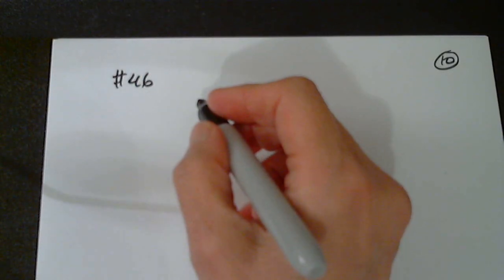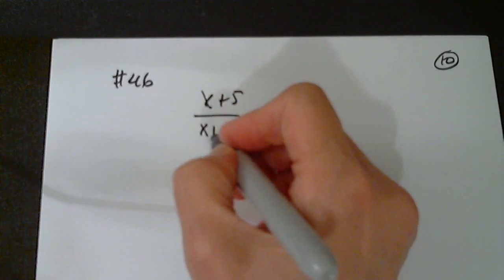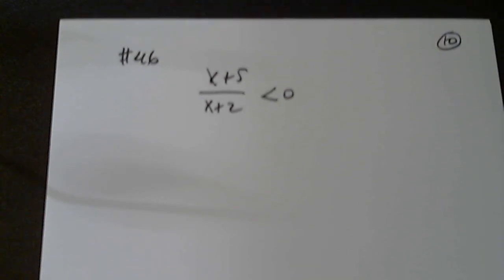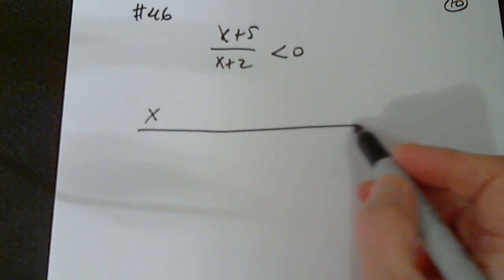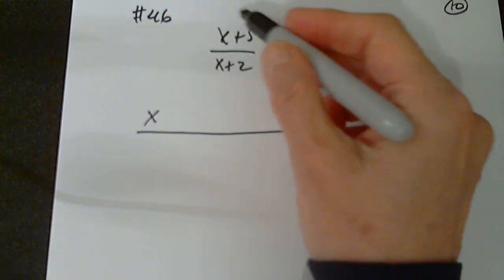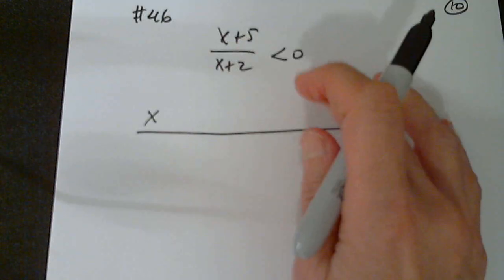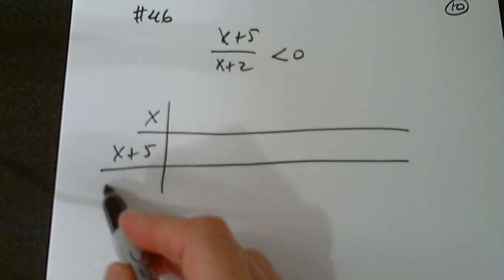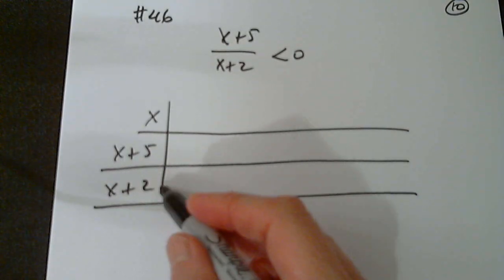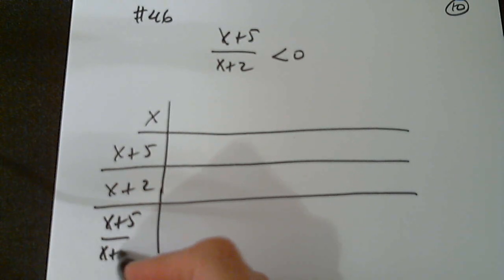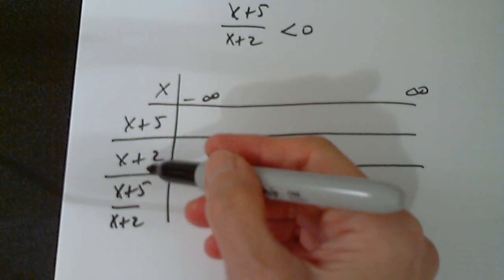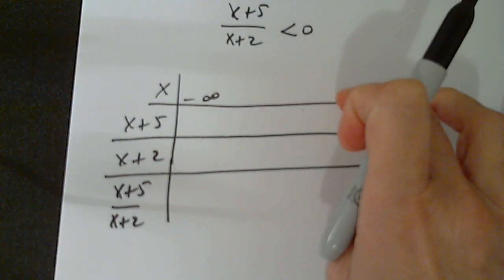So this is 46. And 46 is (x plus 5) over (x plus 2) less than 0. Perfect. Okay. So I have an x variable in the problem. It doesn't need any preparation because I have a ratio or a product on one side and 0 on the other. So x plus 5, x plus 2, and the ratio (x plus 5) over (x plus 2). The variable in the problem can be anything. I need the 0 for this and the 0 for this, so I can put them in the correct order.